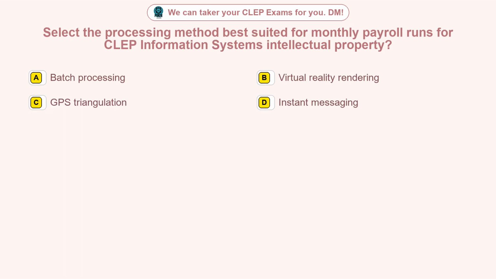Question 22. Select a processing method best suited for monthly payroll runs for CLEP Information Systems intellectual property. Option A, batch processing. Option B, virtual reality rendering. Option C, GPS triangulation. Option D, instant messaging. The correct answer is option A, batch processing.